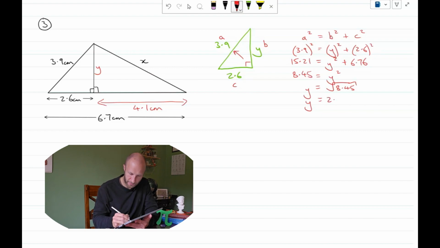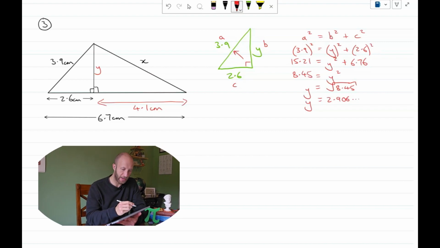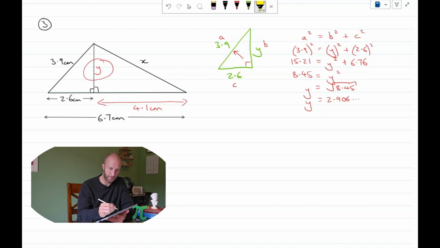So I get 2.906. I don't want to round this. If I round this and try and use it, I might get rounding errors. I'm going to talk about a little trick we can use in a second. So that means I've now got this length here, this length y.